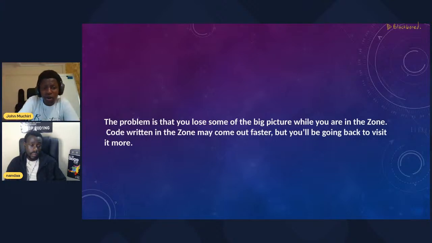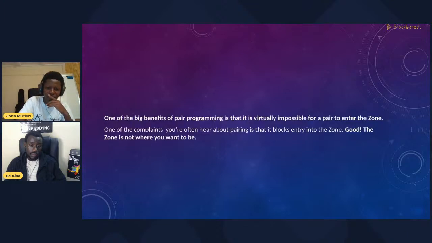Code written in the zone may come out faster, but you'll be going back to visit it more. Like, I wrote this thing, but it cannot be integrated with the other module. Because you wrote it very fast, you even wrote some things which were not supposed to be written, so you have to revisit it and edit it back to where it was supposed to be. So it's a problem to be in the zone because you lose the big picture.